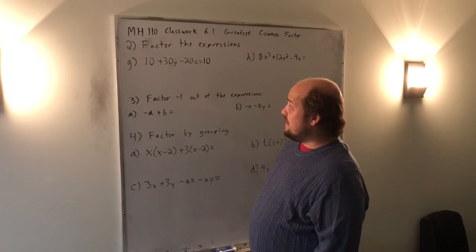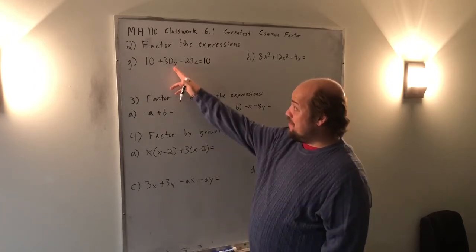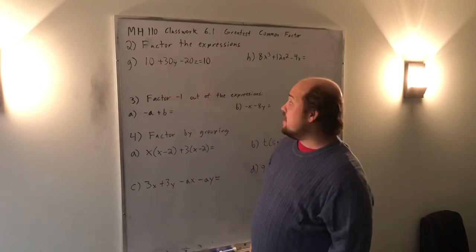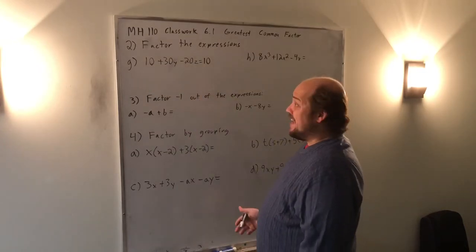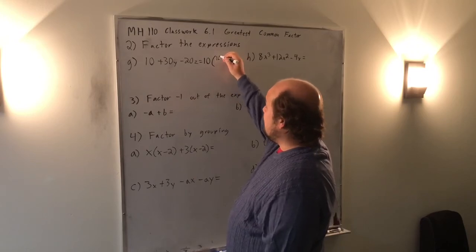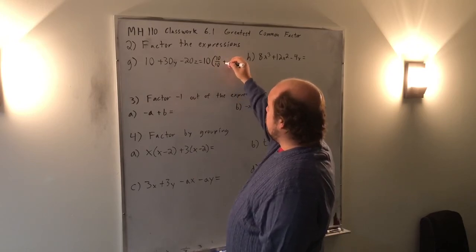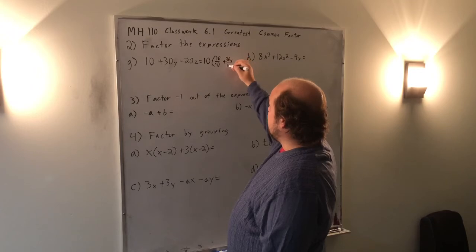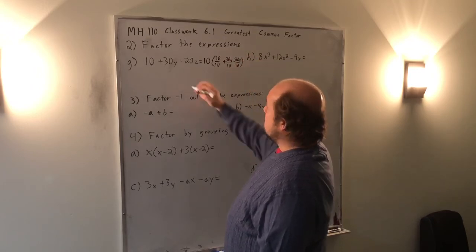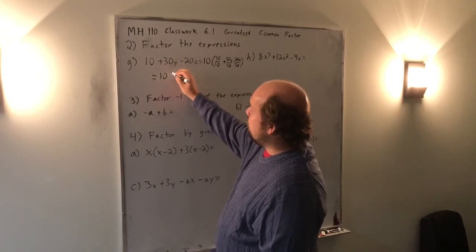After I take out that 10, I look at the variables. I've got a y here, I've got a z here, but there's no variable that's in all 3 terms. So 10 is the only thing that I can take out, which means left behind is 10 divided by 10 plus 30y divided by 10 minus 20z divided by 10. So that means this becomes 10 parentheses.